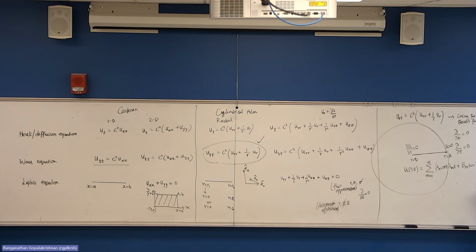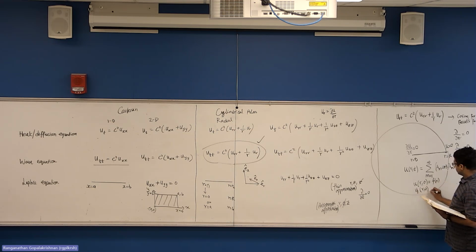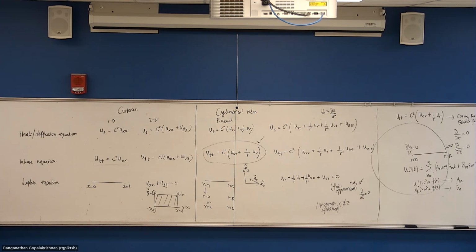And as initial conditions, we had u of r comma 0 equal to f of r and u_t of r comma 0 equal to g of r, which was used to evaluate a_m and b_m respectively. So this is to model radial transport without paying attention to axial or angular dependence.